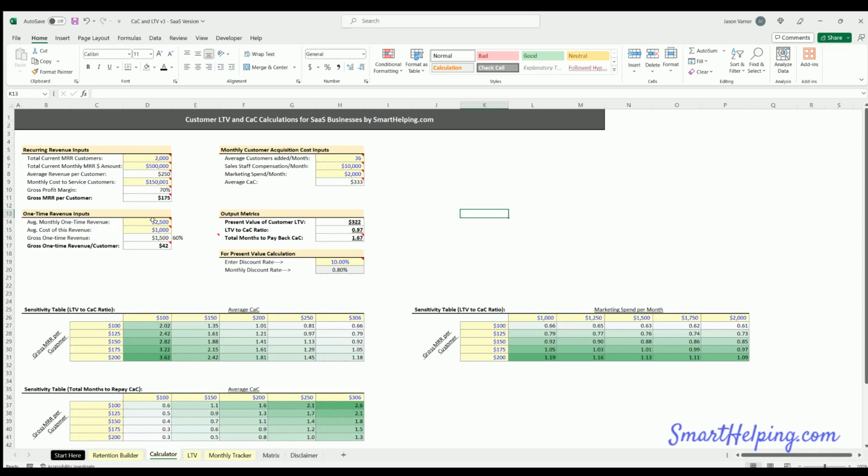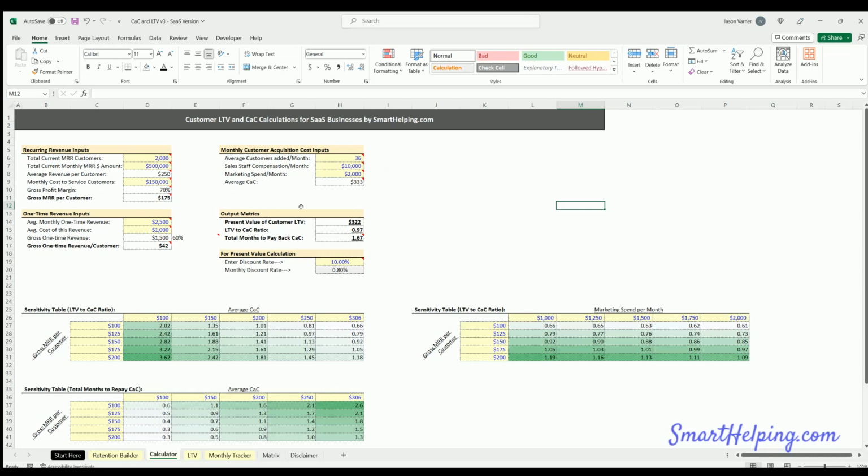Now this also has, because it's not a mobile app, we're just looking at total revenue per customer in each month of the life of that customer. For SaaS, we're saying you potentially could have a one-time setup revenue and then you have monthly recurring revenue as well. So those are separated out and accounted for properly in this model, and that will affect the LTV as well as the time to pay back the customer acquisition cost.